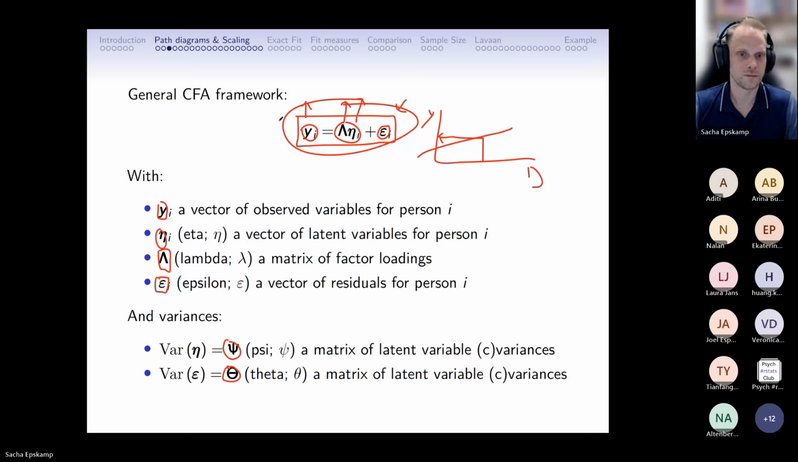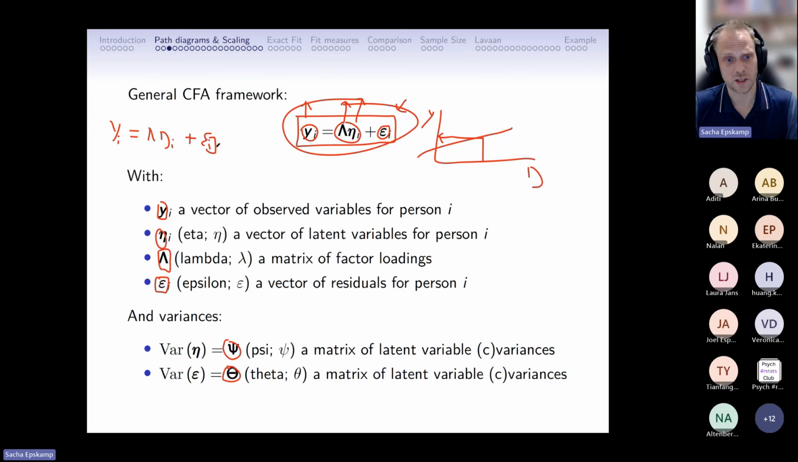I can't remove my annotations, it's okay. I'll draw it here again. Y equals lambda eta i plus epsilon i. All right. So what does this i mean?